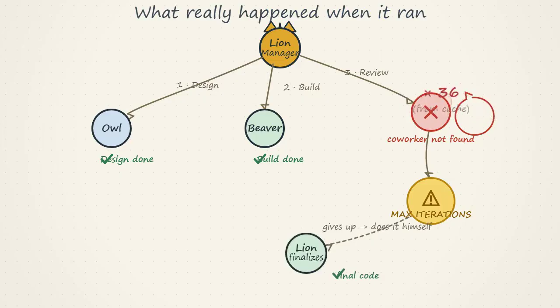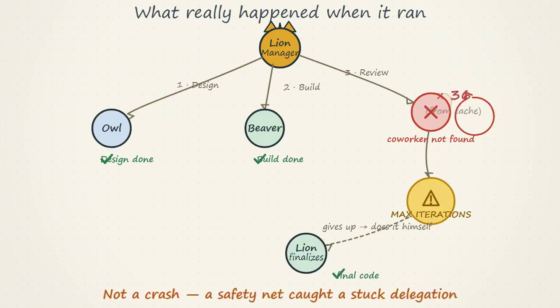He reviews the code and adds a guard. If the text is empty or a single character, return true. So this was never a crash. It was a stuck delegation caught by the safety net, and the crew still delivered correct, reviewed code.